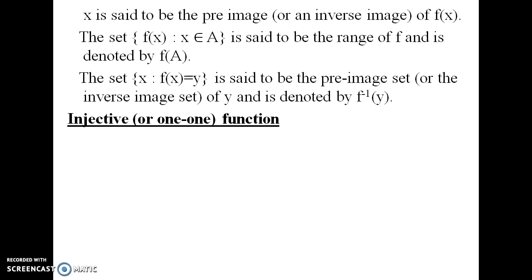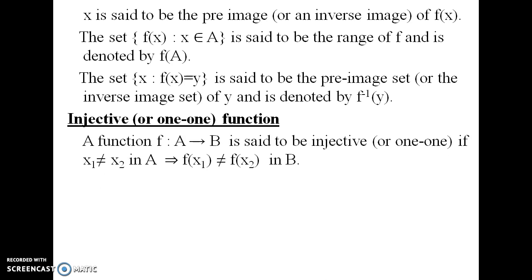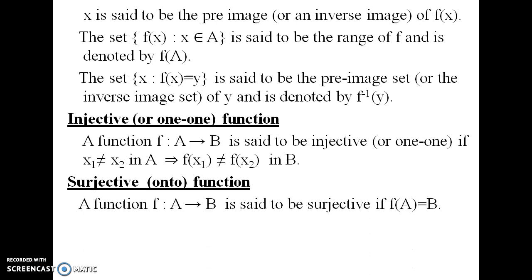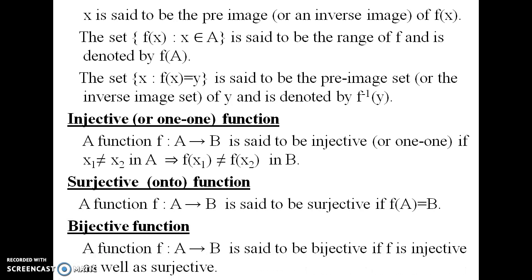Injective or one-one function. A function f from A to B is said to be injective, or one-one, if x1 not equal to x2 in A implies f(x1) not equal to f(x2) in B. Surjective or onto function. A function f from A to B is said to be surjective if f(A) is equal to B. Bijective function. A function f from A to B is said to be bijective if it is injective as well as surjective.